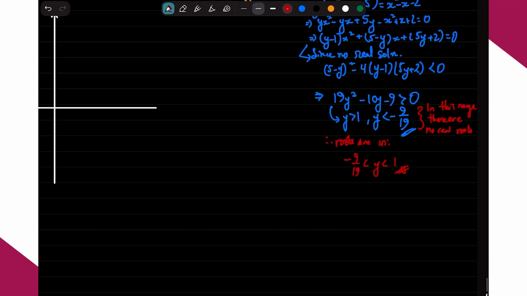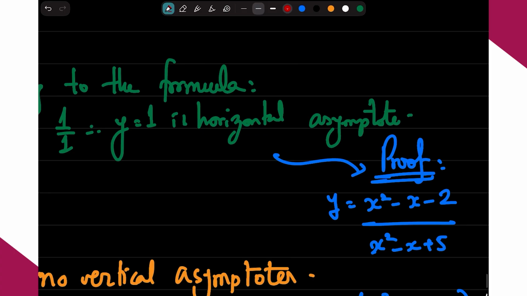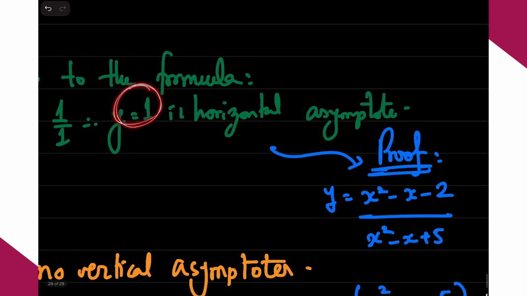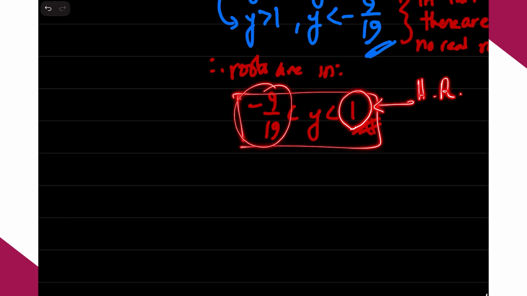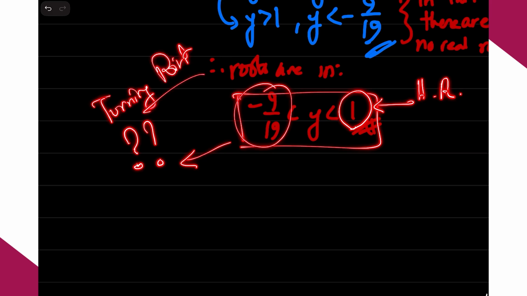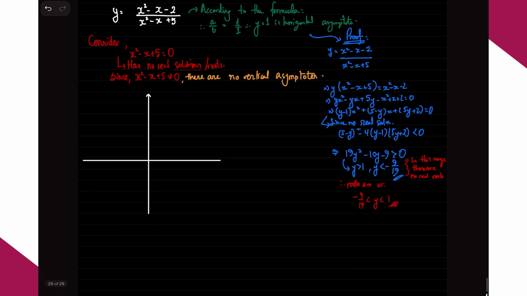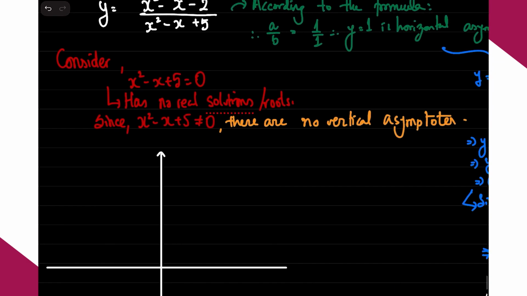And since we have just said that according to our formula this right here is our horizontal asymptote, notice that the root is between 1, which is our horizontal asymptote, and a certain value. This could be a turning point, right? Or a minimum point. So basically what we're saying is that since this is a quadratic equation, obviously we have to go ahead and find out the turning points of the function. Okay, so we're going to be doing that.